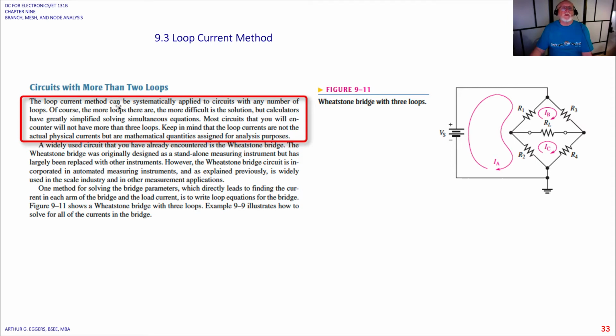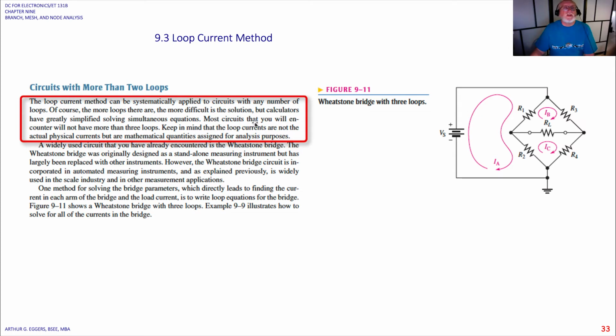So the loop current method can be systematically applied to circuits with any number of loops. The more loops there are, the more difficult, though, is the solution. But calculators have greatly simplified solving simultaneous equations. So those of you that have learned how to calculate and use a simultaneous equation by using a built-in function in your calculator, you'll find out very quickly you can do that. Again, you can set something up by writing the relationships into an Excel spreadsheet and achieve the same thing.